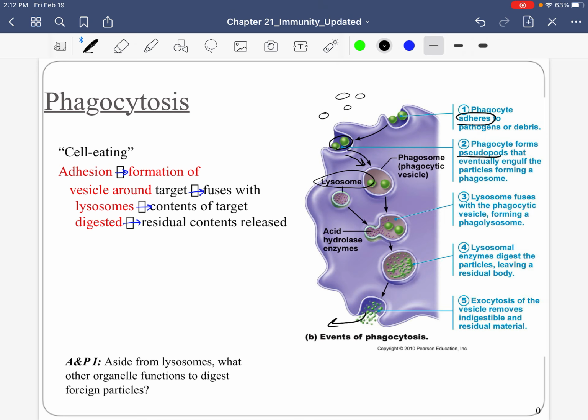If you're really on top of things and you see this little question down here, it's not going to be on the test, but another organelle within a cell that can help do this is the peroxisome. But the lysosome is the primary one.